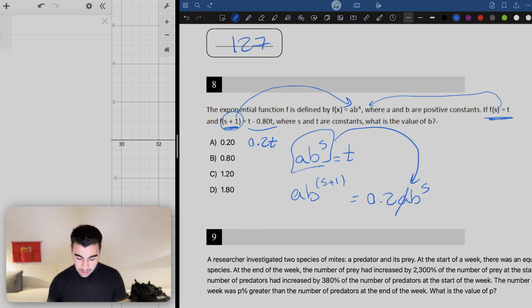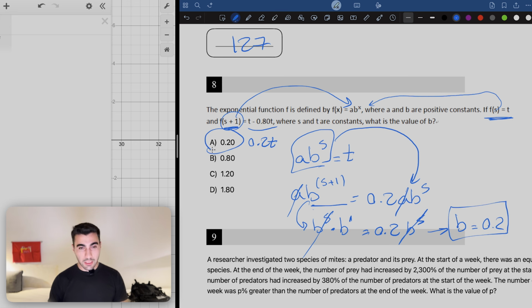Now the a's cancel out. What we can do is, b to the power of s plus 1, we can write that as b to the power of s times b to the power of 1. They are the same based on the exponential rules that you've learned in high school or elementary, whatever. You know this. 0.2 times b to the power of s. Okay, we can write it this way. Now this b to the power of s and this b to the power of s also cancel out, and what you have left is b is equal to 0.2. Easy. Choice A is the answer. That's how we do this.